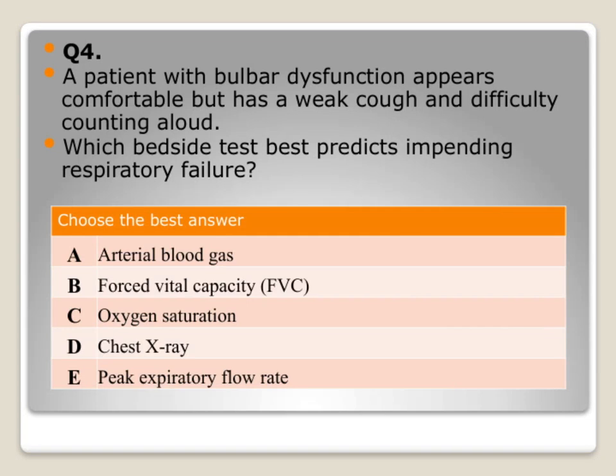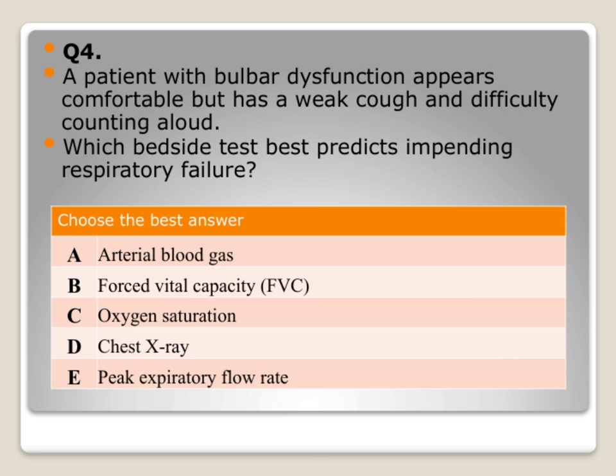Let's take a closer look at this scenario. We have a patient with bulbar dysfunction who appears comfortable, but exhibits a weak cough and has trouble counting aloud. These signs suggest that while they might not be in immediate distress, there's an underlying risk of respiratory failure developing soon. Now the question is, which bedside test would best predict that impending respiratory failure? The options listed are arterial blood gas, forced vital capacity, oxygen saturation, chest X-ray, and peak expiratory flow rate.